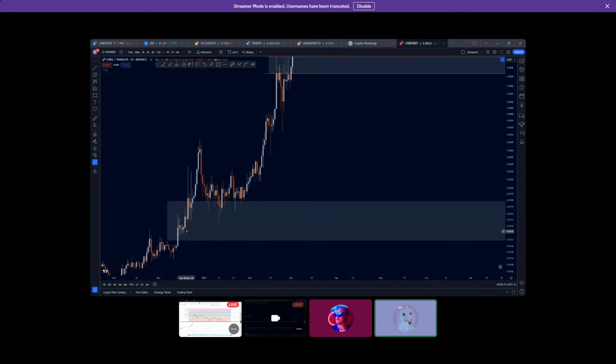You look at this low. What is it? 154. That created the fair value gap. What's this one? I can't read it. 154. What was the one that created it? 154. Wow. And that is 22 days later. That is for sure something you're sitting there waiting for.